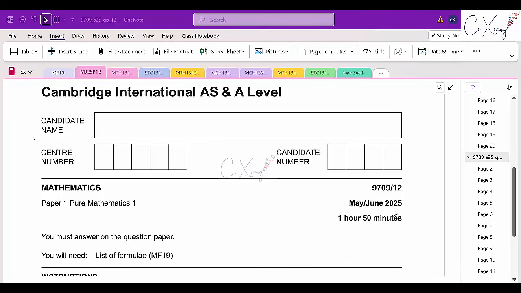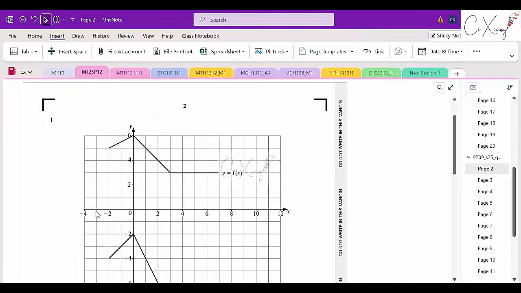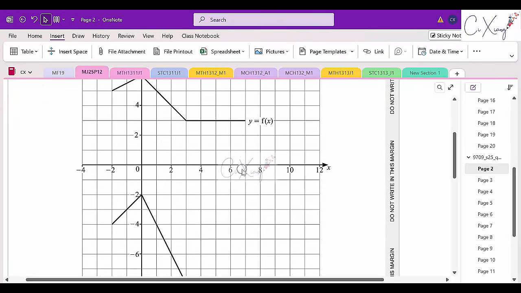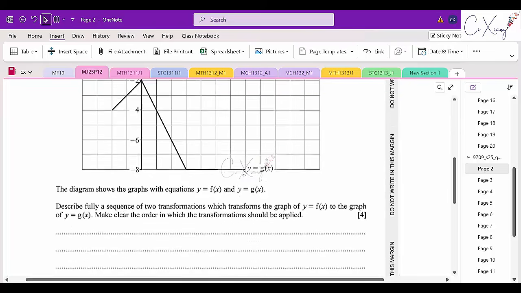So in this video, we'll be discussing May-June 2025 Pure Mathematics 1 questions for paper 1-2. So let's have a look at the first question. We are given a diagram here. Let's have a look at what they are talking about.